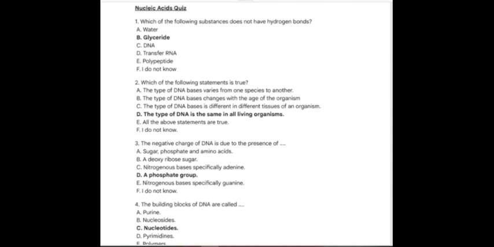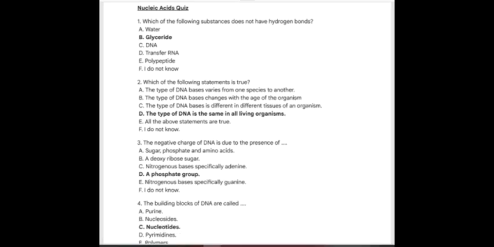So here with me is a past paper of compound questions with regards to nucleic acid. Start with question one, and it reads, which of the following substances does not have hydrogen bonds?